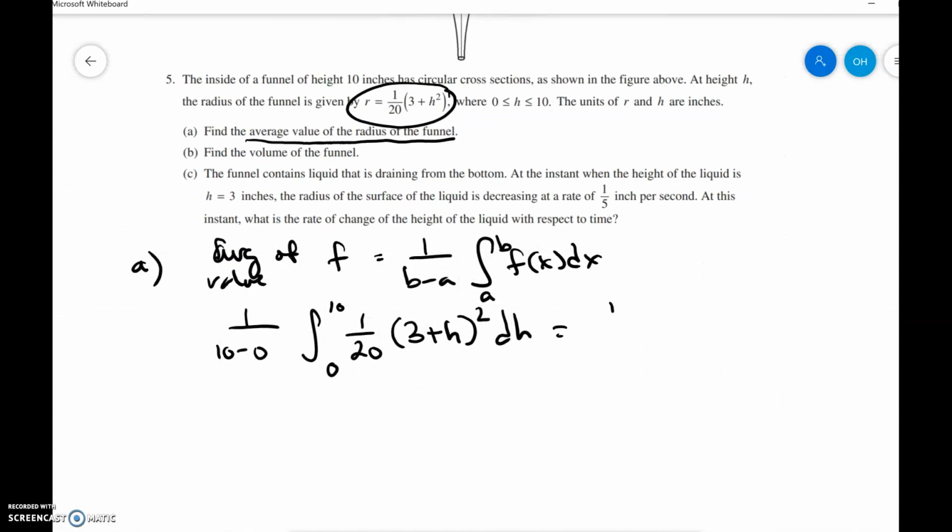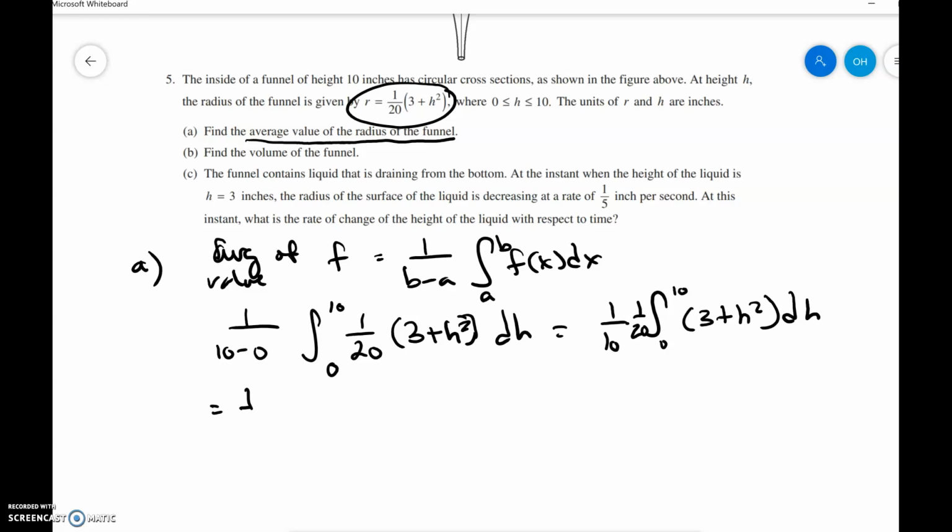So this ends up being 1/10 integral from 0 to 10. And I could actually pull out that 1 over 20, since it's just a coefficient. Oops, I think I wrote this wrong. That's supposed to be squared in there. That makes things a lot easier. Then I have 3 plus h squared dh.